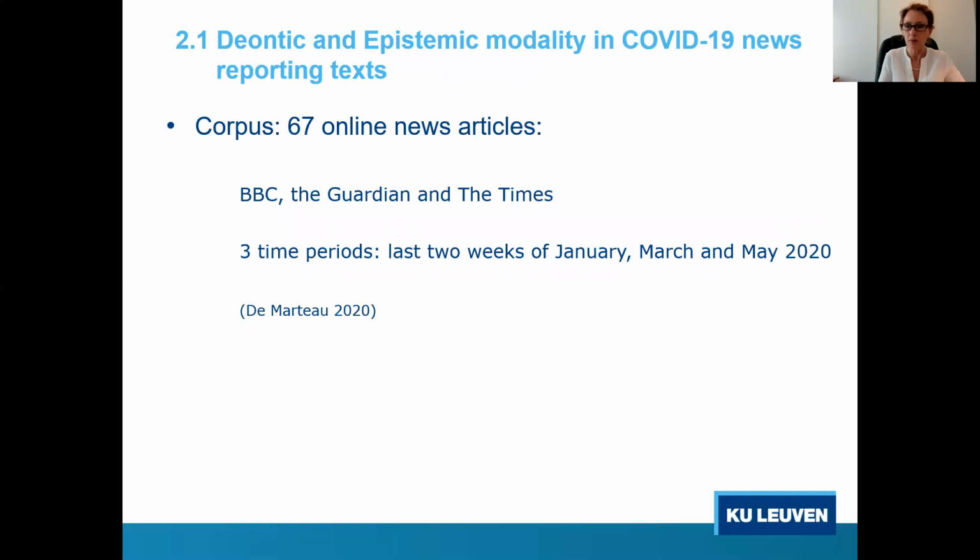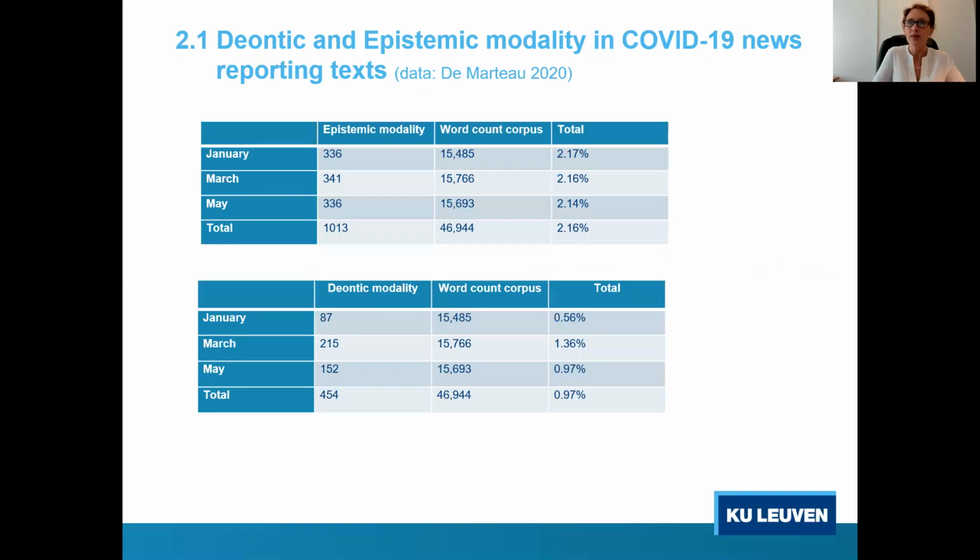So this is a study by Marteau, which I supervised. There, as you can see here in the right-hand column, we saw that epistemic meanings were much more predominant than the deontic meanings, but we also saw that the deontic meanings resulted from the epistemic messages which were conveyed, as we will see from the following examples.